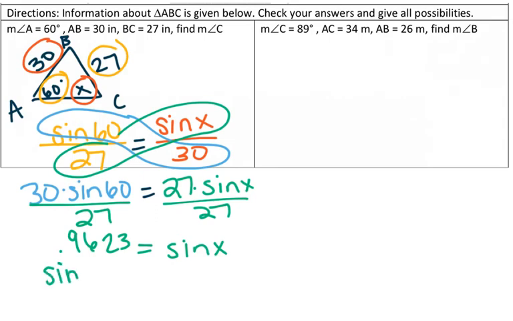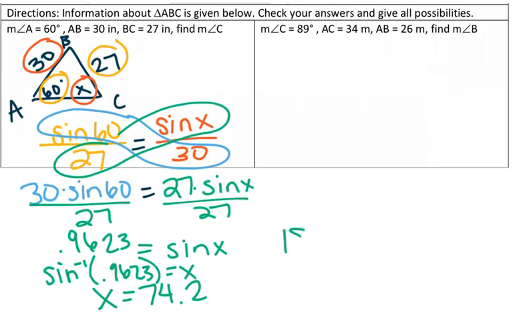And then from previous math courses, we know that when we need to find an angle, we're actually going to do the inverse sine. And that'll give us an angle. So when we put this on our calculator, we get 74.2. So this answer is accurate if we knew that angle C was an acute angle. But maybe angle C was an obtuse angle. So my other possibility would be to do 180 minus 74.2. And I would get 105.8.